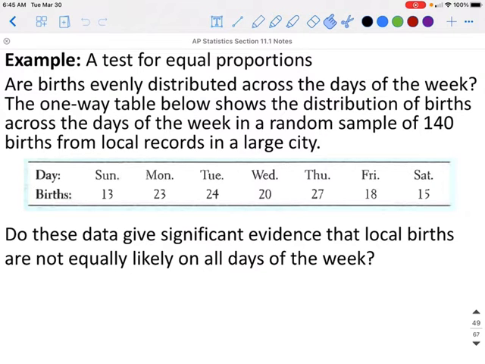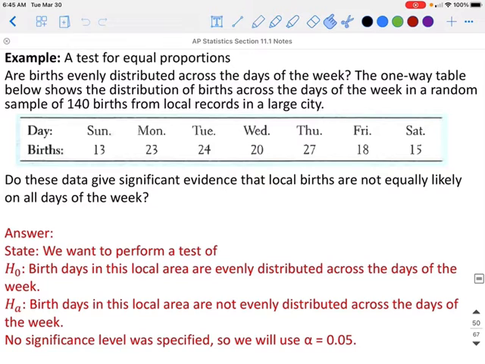So we're going to start with our state. Remember, in our state, you need to give the null and alternative hypotheses, and you need to give a significance level. So we want to perform a test of the null hypothesis that births in this area are evenly distributed across the days of the week. The alternative is that births in this local area are not evenly distributed across the days of the week. And our significance level in this case will be alpha equals 0.05.